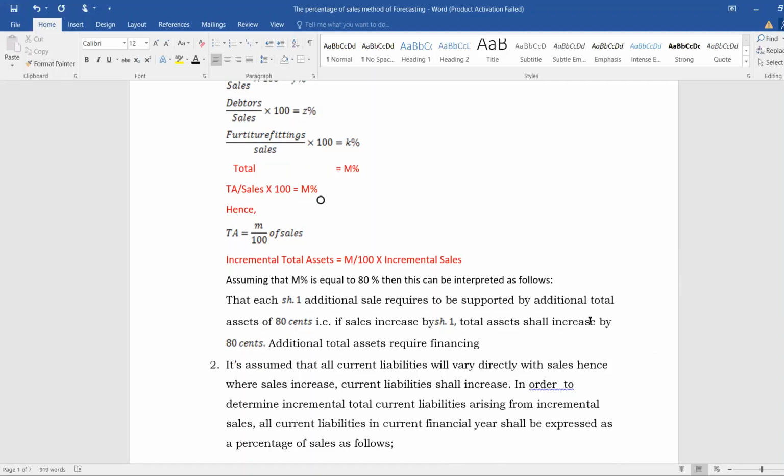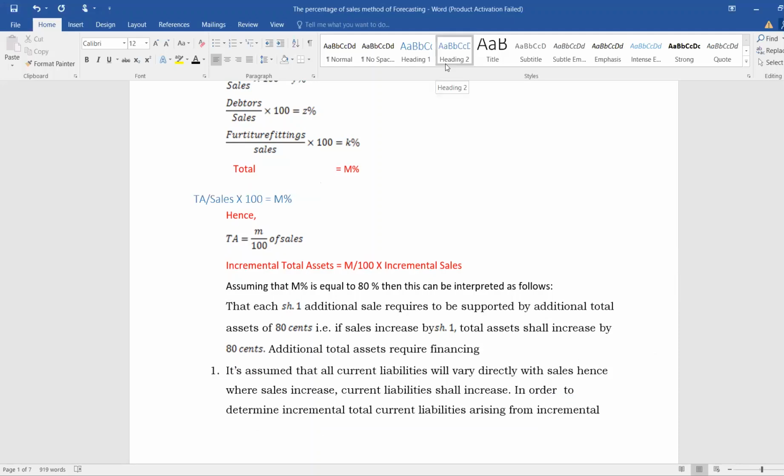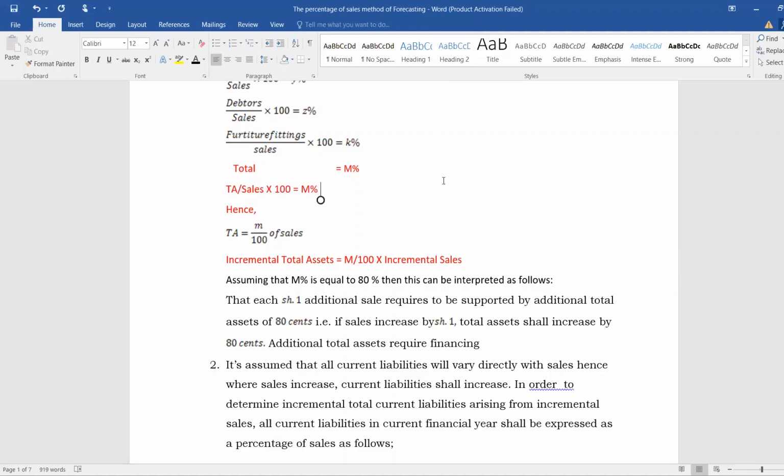Decrease. Reduces cash, isn't it? Yes. It reduces cash. Or you may interpret it differently, that this increase in assets requires financing, isn't it? The company needs to raise funds to support the increase in assets. And this is what I'm saying. So if your assets have gone up, the firm requires to raise funds to finance the increase in assets. And this is the point I'm making here. Additional total assets require financing.